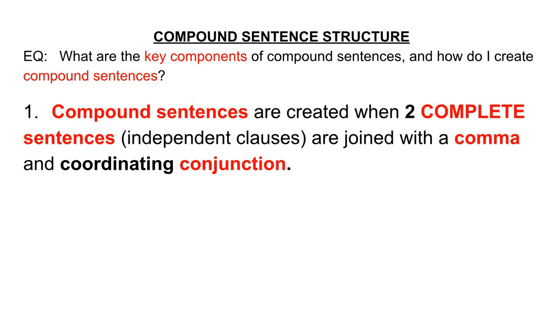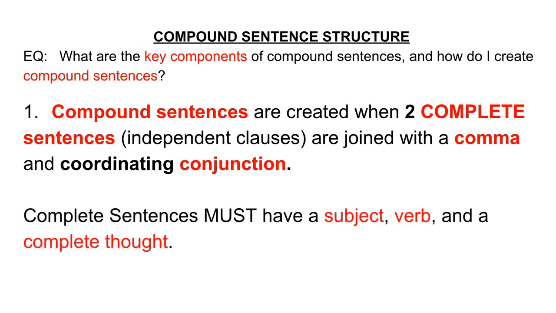Well, first of all, compound sentences are created when two complete sentences, also known as independent clauses, are joined with a comma and a coordinating conjunction. I need you to remember that complete sentences must have a subject, a verb, and a complete thought. So anytime you're putting together a compound sentence, you have to have two complete sentences. And within those complete sentences, there has to be a subject, a verb, and a complete thought.